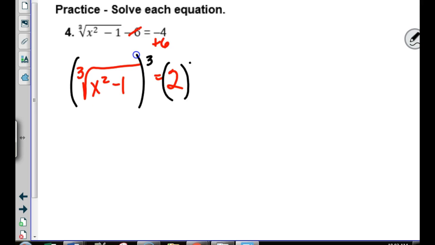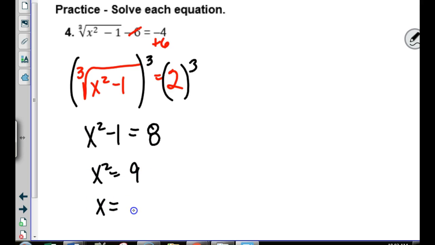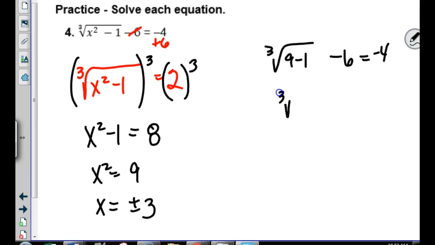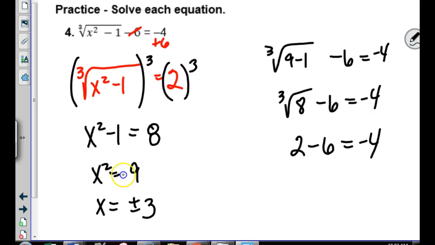Cube both sides. So we get x squared minus 1 equals 8. Add 1. And we take the square root. What do we have to remember? Positive. Plus or minus 3. Now, are they both going to work? Well, if I square 3 or negative 3, either one will give me what inside here? 9. So I'd have the cubed root of 9 minus 1 minus 6 equals negative 4. 9 minus 1 is 8. Cubed root of 8 minus 6 is negative 4. Cubed root of 8 is 2 minus 6 equals negative 4. Okay, they both work.